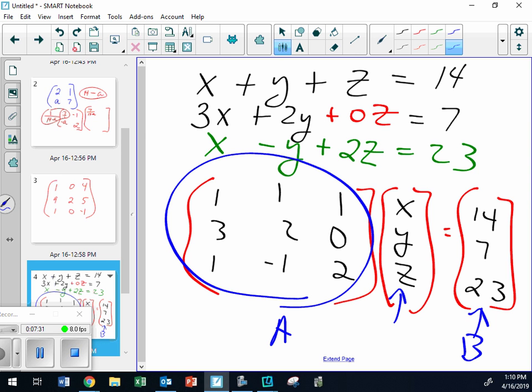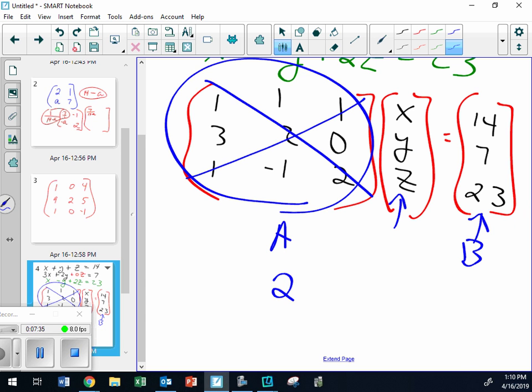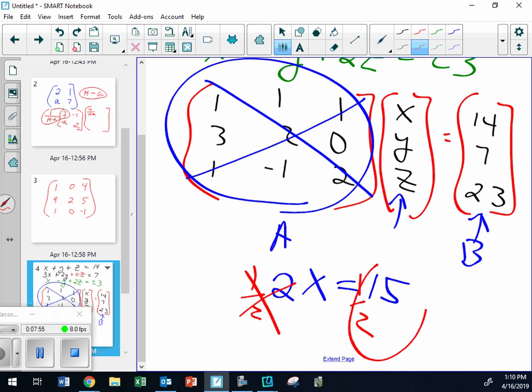And how do I get this A matrix out of here? Hint, if it was 2x equals 15, you would multiply both sides by 1/2 or divide them by 2. But by the way, in matrix world, you can't divide. You can only multiply, and you know how to multiply, and you can multiply by a fraction. Anytime you really want to divide, just multiply by a fraction. Okay, so then this one would be 15 over 2.